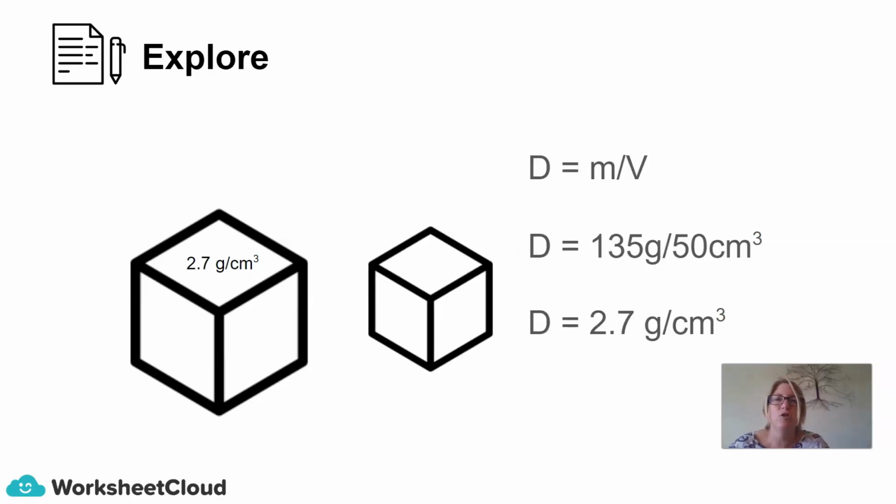Okay, so there's our large block, and we calculated that it was 2.7 grams per centimeter cubed. Let's go to our medium-sized block. So the equation to calculate density is density equals mass divided by volume. So in the case of our middle-sized block, the mass is 135 grams divided by 50 centimeters cubed. And if we calculate that, the density is 2.7 grams per centimeter cubed. So what do you notice? That the density for the middle block is exactly the same as the density for our larger block.